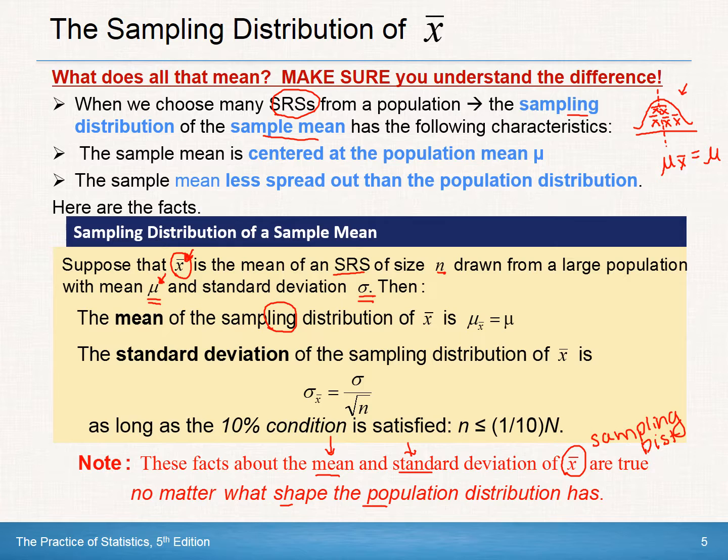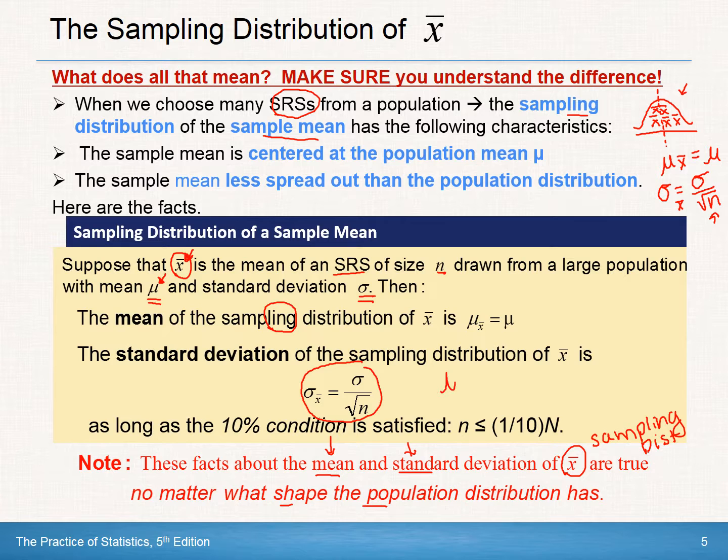How do I then get the standard deviation? Well, the standard deviation of this graph is going to be smaller. So how do we get that smaller value? We're going to take sigma, our population standard deviation, and divide it by the square root of n, our sample size for each of these individual samples. So the standard deviation of the sampling distribution, sigma of X bar, is sigma over the square root of n.